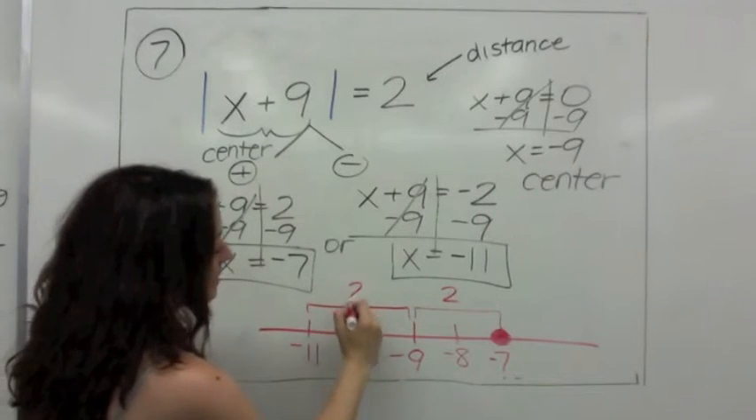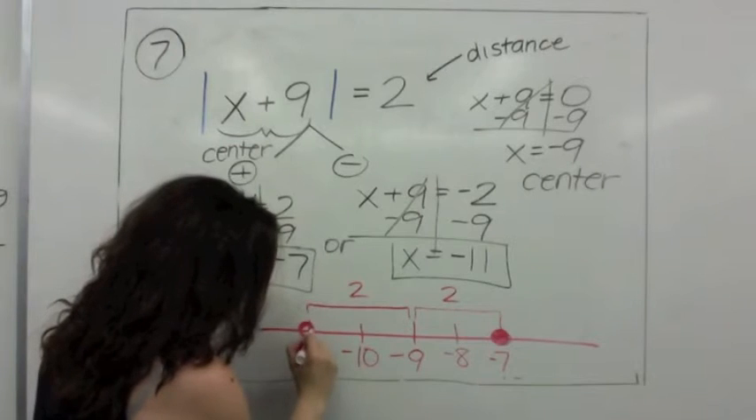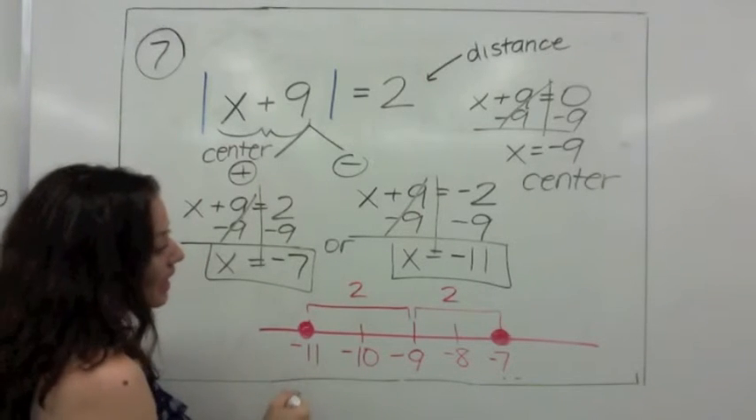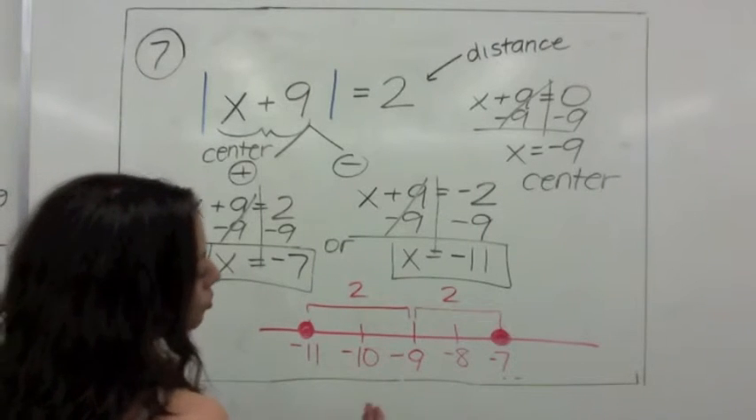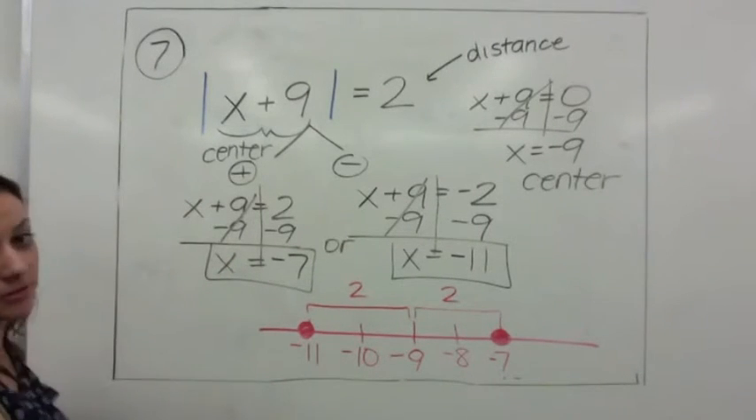All right, and that is a distance of 2. And you get to negative 11. So this is how you show it graphically, where 9 is the center and plus or minus 2 is at negative 7 and negative 11.